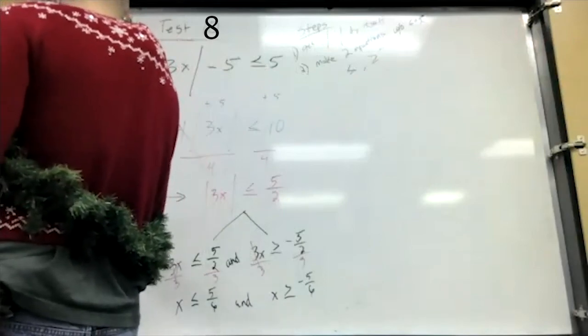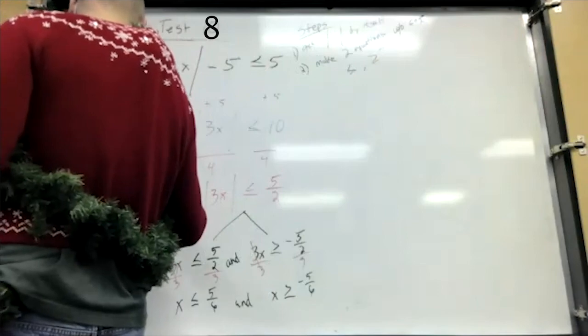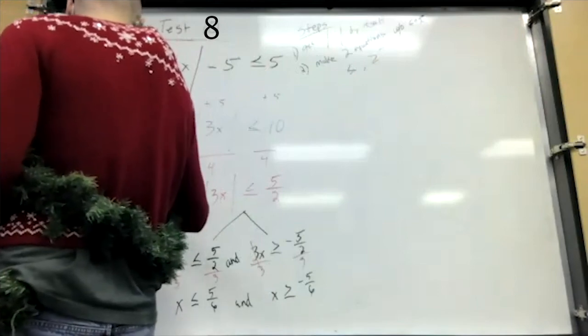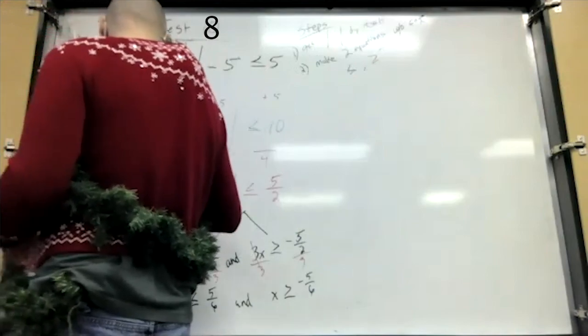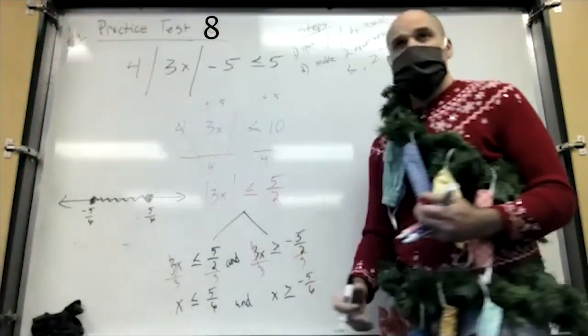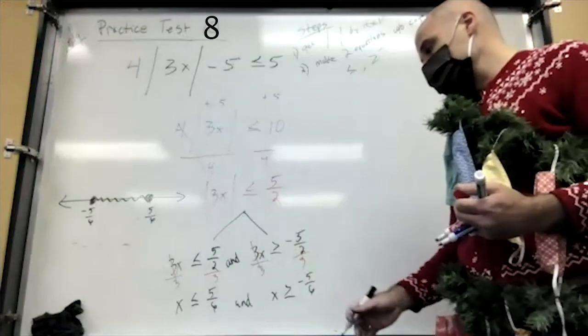So negative 5/6 and 5/6, shade in the middle, and they're less than or equal to and greater than or equal to, so shade them in. Fill them in. Now, this is a conjunction. You can always write a conjunction like this.